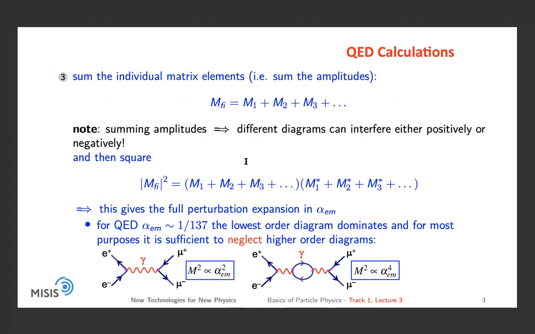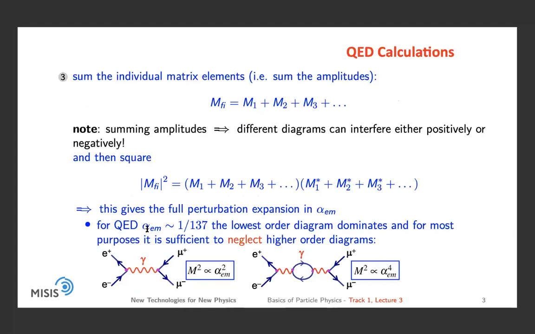And here you should remember that since we are summing amplitudes, we can get the interference of the diagrams, either positive or negative, since different diagrams can have different signs contributing to this sum. And then we need to square. So basically this will give us the full perturbation expansion in alpha electromagnetic.